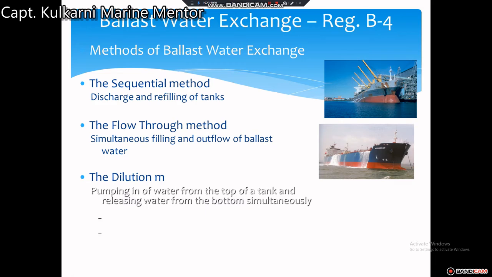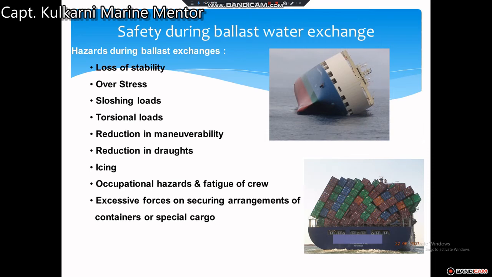Now whenever we are going to carry out the ballast water exchange, the stability of the ship has to be kept in mind. So we have to ensure that the stability is okay and the ship doesn't topple or, as shown in the picture, it should not get overstressed. There should not be sloshing in the tanks. In case you have rough weather, the water in the tank is moving from port to starboard or from forward to aft, and this sloshing can damage the ship.